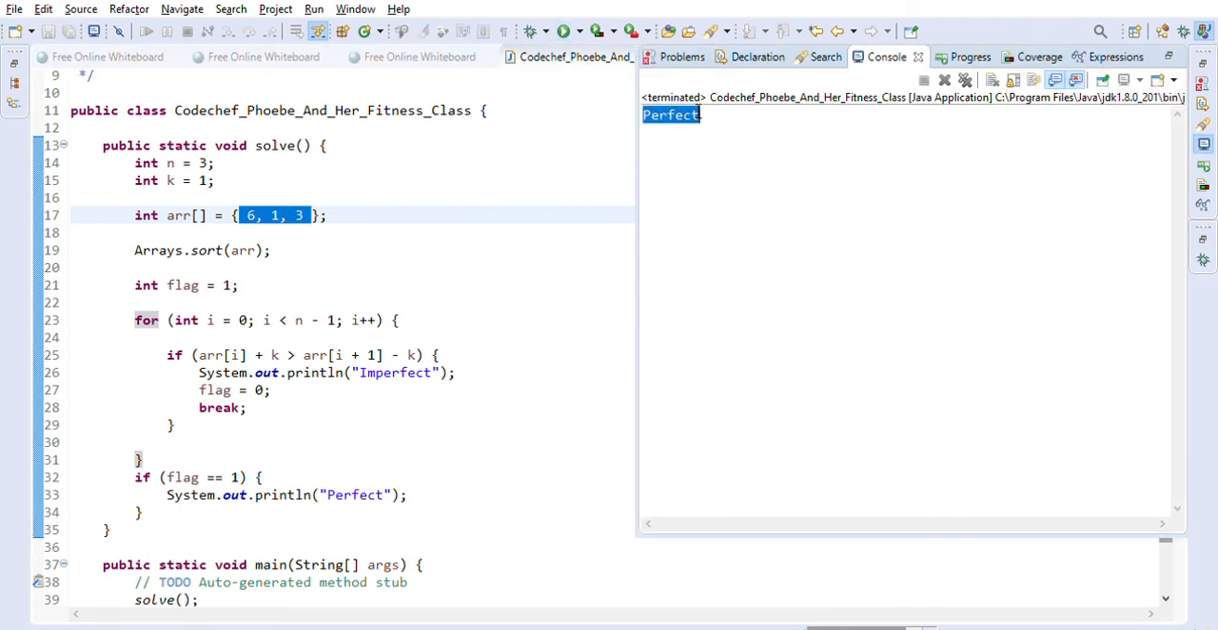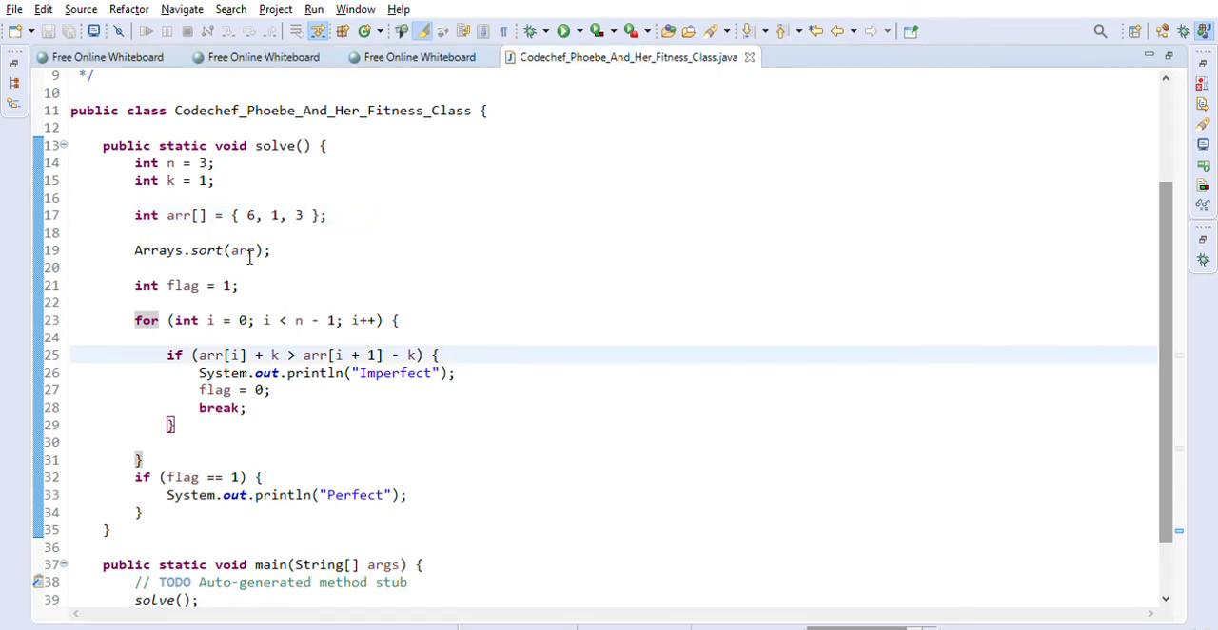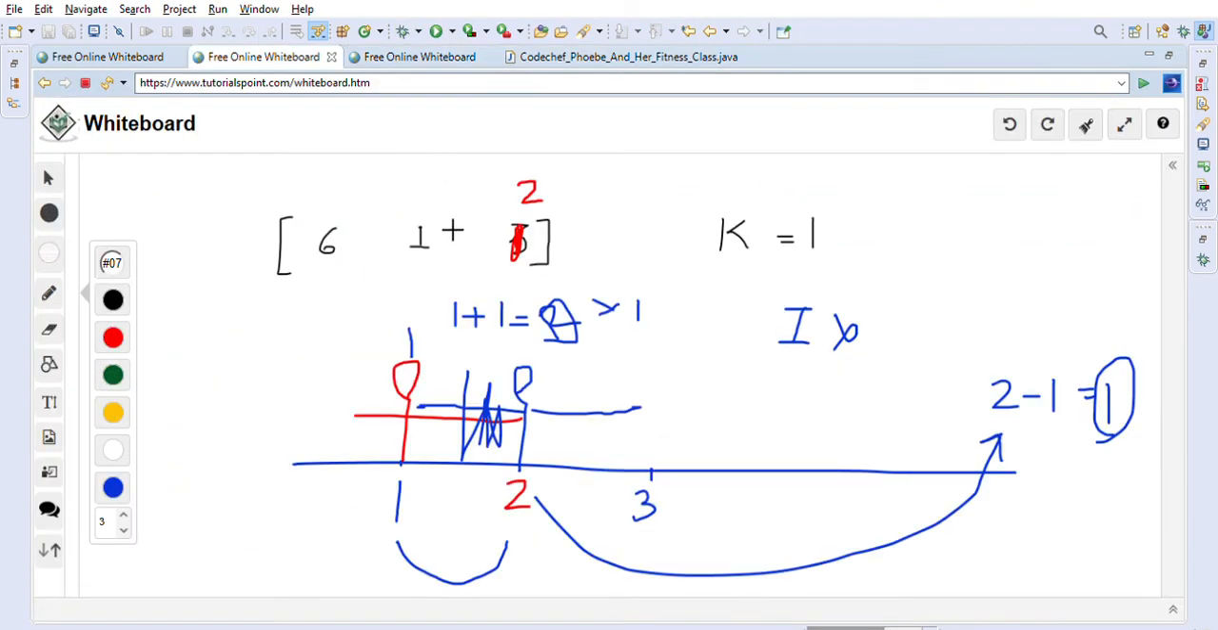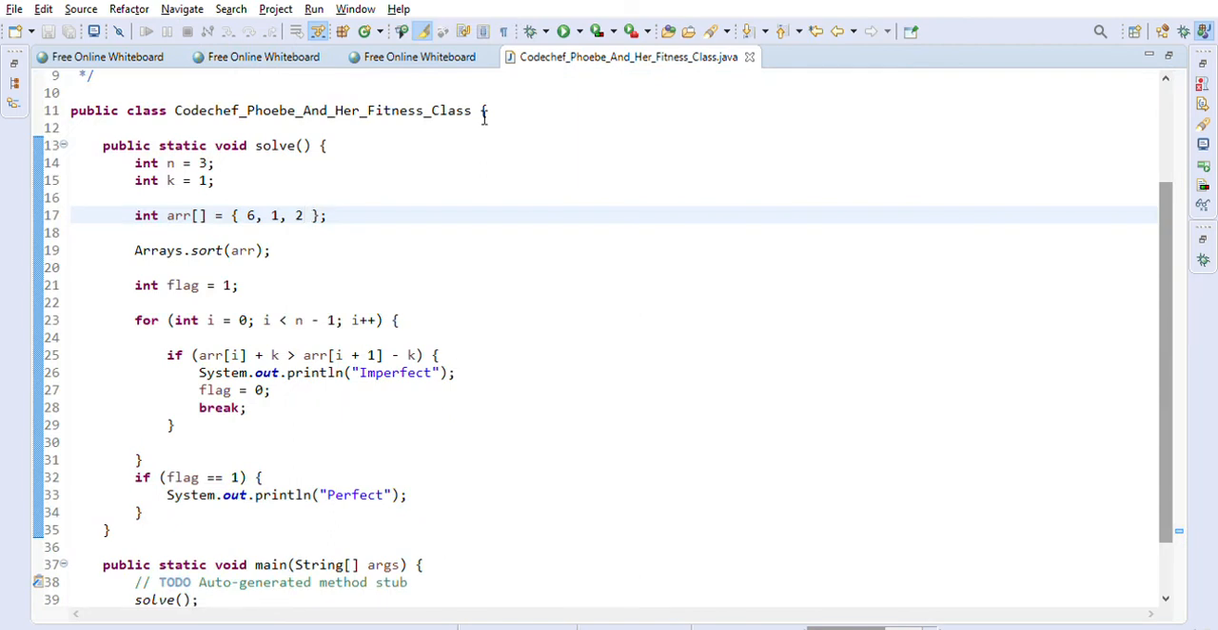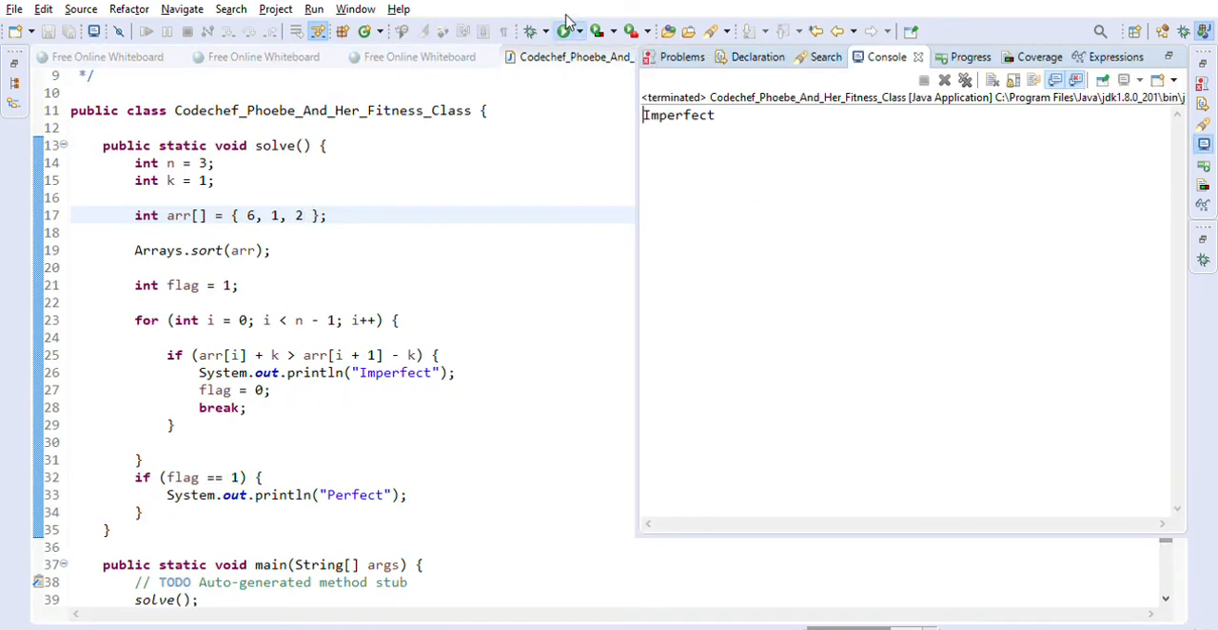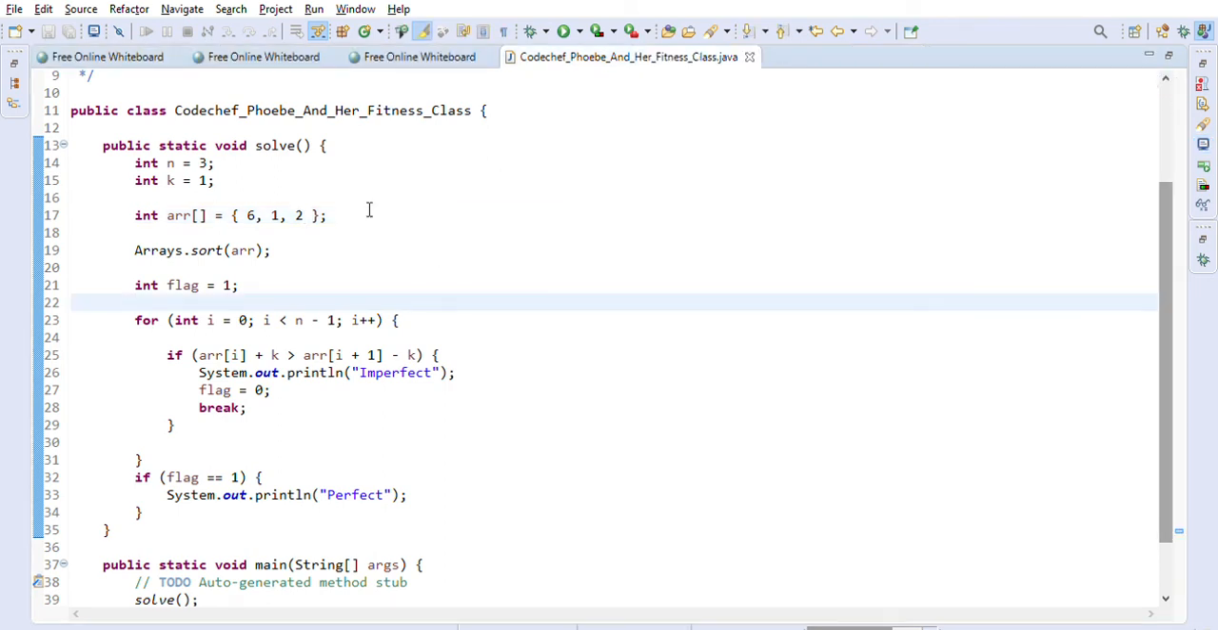So we are getting the correct answer, which is perfect exercise, right? Now let's change this 3 to 2. Sorry, this one we just saw. So this is an example of imperfect exercise. So let's take a look and let's execute this. So as you can see, it is giving us imperfect, which is the correct answer, right?